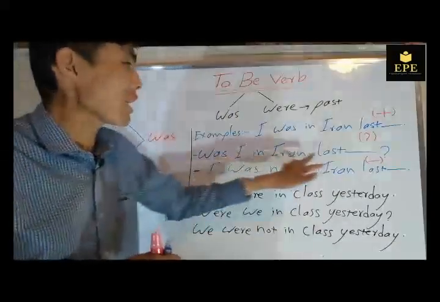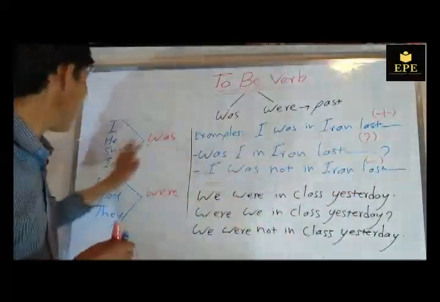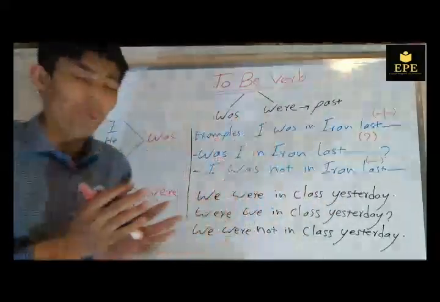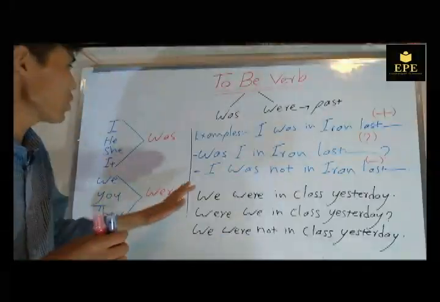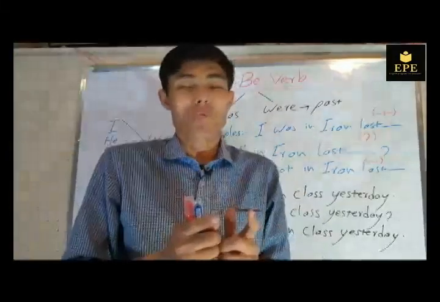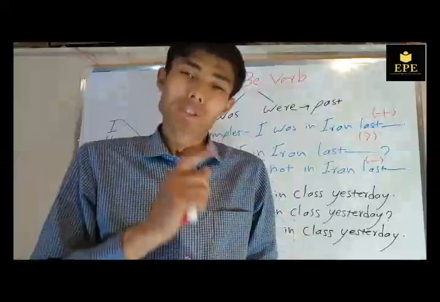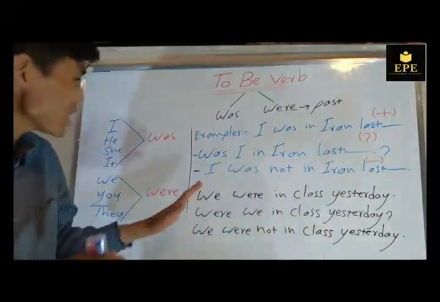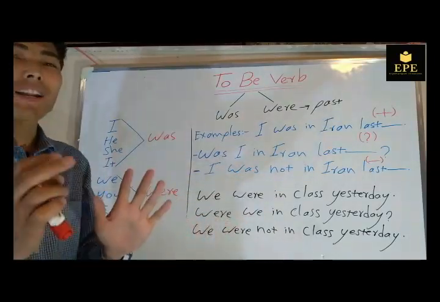Was she in Iran last year? Was it in Iran last year? All of these are question forms. So if we want to change the positive sentence to the negative one, how is it possible? It's also very easy and simple. How? We just add a "not" after "was".